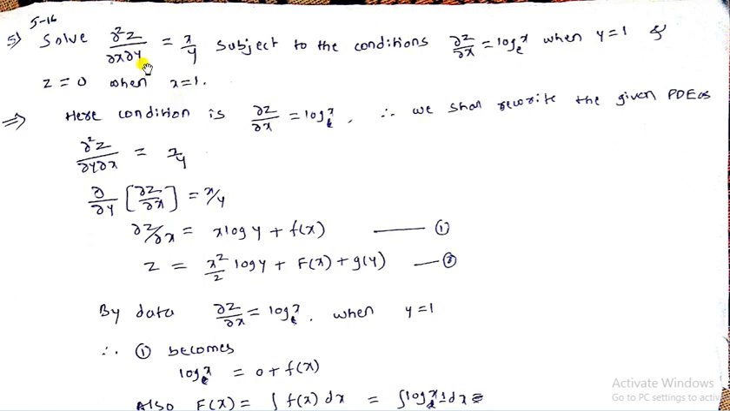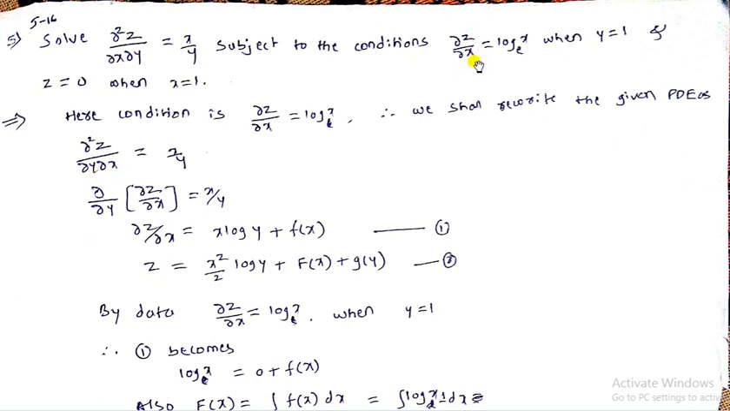So first, we will rewrite ∂²z/∂x∂y as ∂²z/∂y∂x = x/y. This is because our given condition is on ∂z/∂x = log x. So therefore we will express ∂²z/∂x∂y as ∂/∂y (∂z/∂x) here.